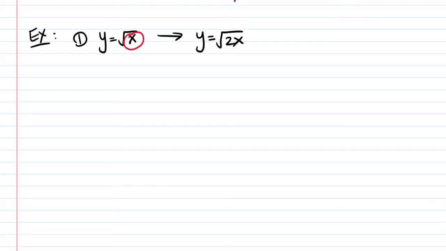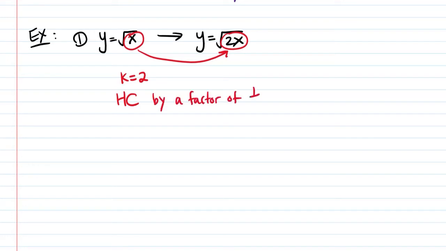So x becomes 2x. So the k is 2. So the constant that is multiplied to the variable x is 2. And since we're multiplying to the x variable, it's horizontal. And the k value is greater than 1. So it will be horizontal compression by a factor of 1 over 2. So if the factor is less than 1, it will be compression. If the factor is greater than 1, then it will be expansion. It's the same rules for horizontal and vertical.